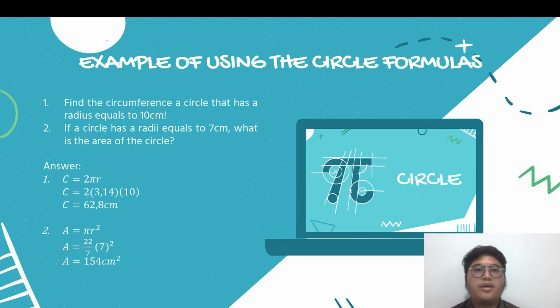Okay, after we learn about the circle formulas that are circumference of the circles and the area of the circles, here are some examples of using the circle formulas. There are two questions in here. The first one, find the circumference of a circle that has a radius equal to 10 centimeters. And the second question is, if a circle has a radius equal to 7 centimeters, what is the area of the circle?